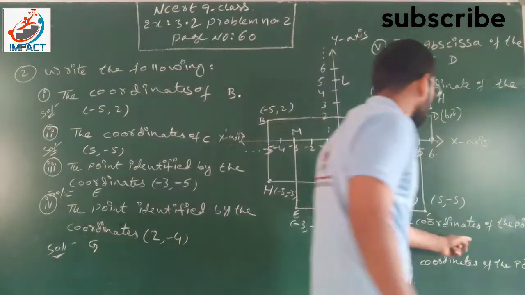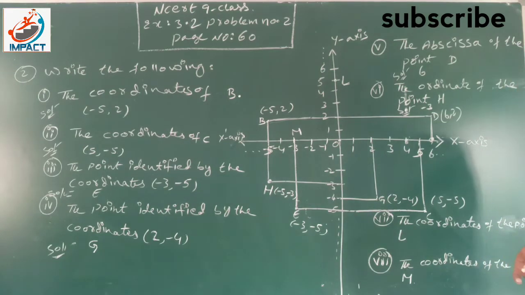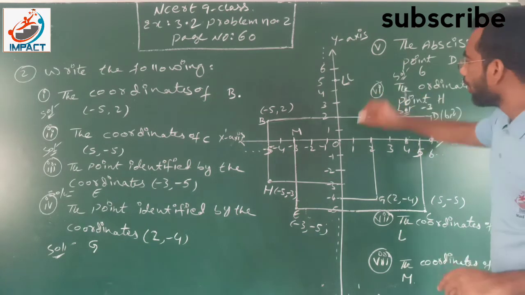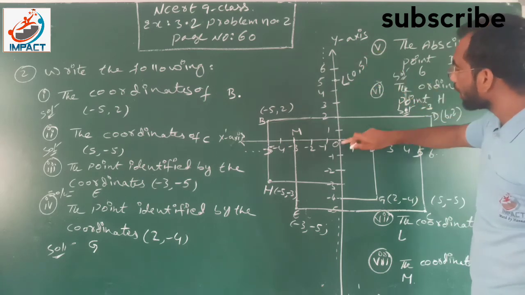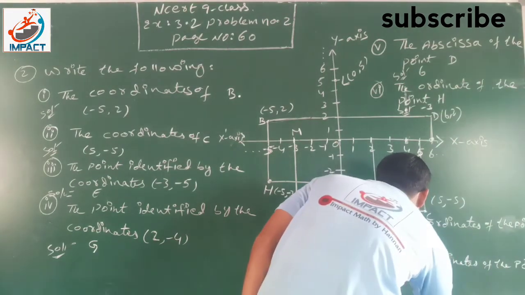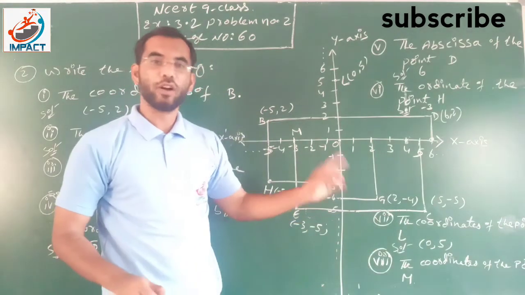Now next, the coordinates of the point L. Where will you find L? See, L. Coordinates mean x and y. What is on the x-axis? 0, and on the y-axis 5, because it is on the same line. So the solution is (0, 5): 0 on the x-axis, 5 on the y-axis.